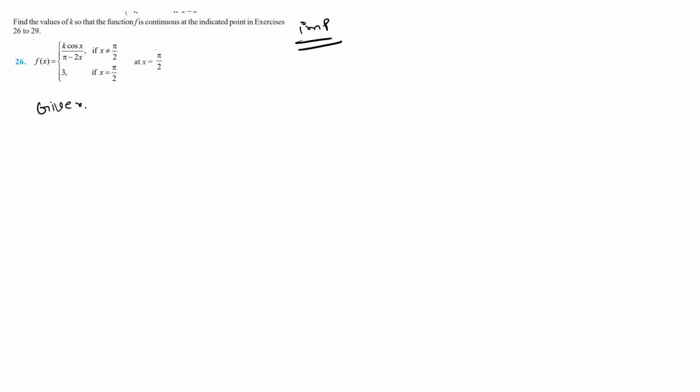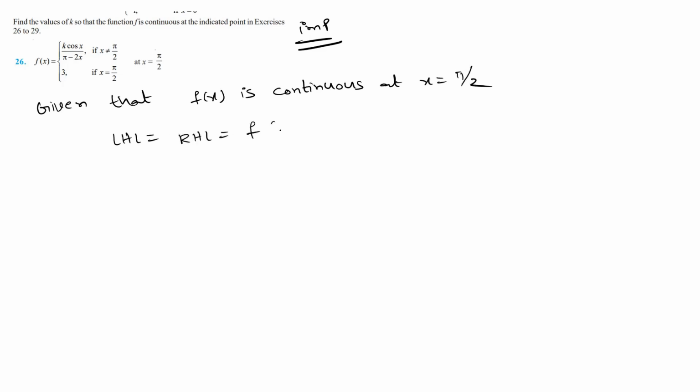Given that f of x is continuous at x equal to pi by 2 here, therefore LHL is equal to RHL is equal to f of pi by 2. So LHL means limit x tends to pi by 2 minus f of x is equal to limit x tends to pi by 2 plus f of x is equal to f of pi by 2.